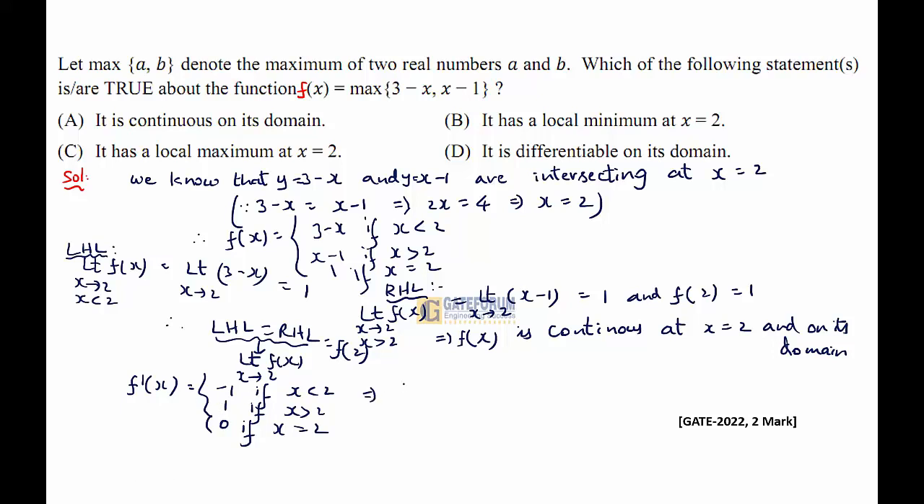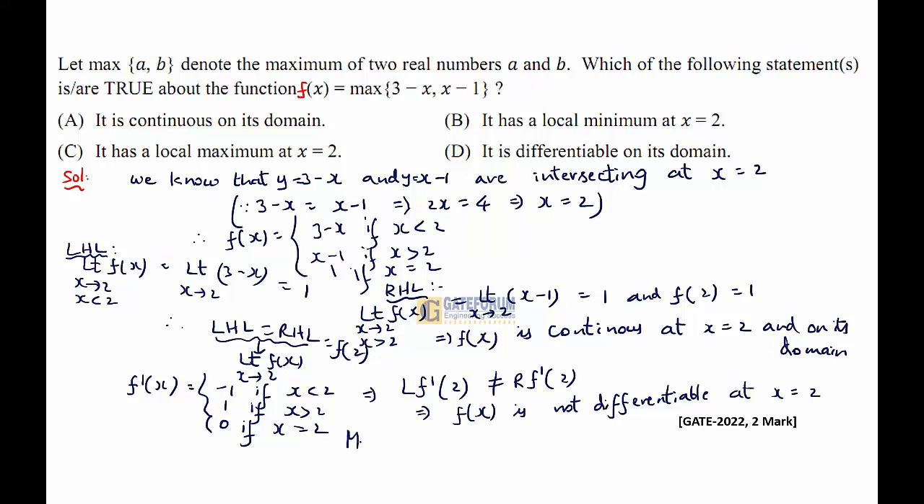From this, L f dash 2 is not equal to R f dash 2. That is, the left hand derivative of f of x at x is equal to 2 is not equal to the right hand derivative of f of x at x equal to 2. From this, f of x is not differentiable at x is equal to 2.